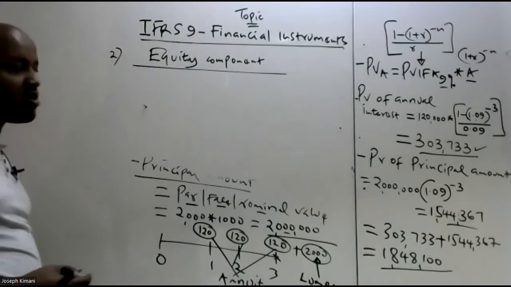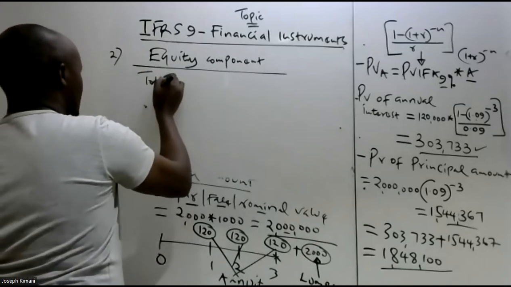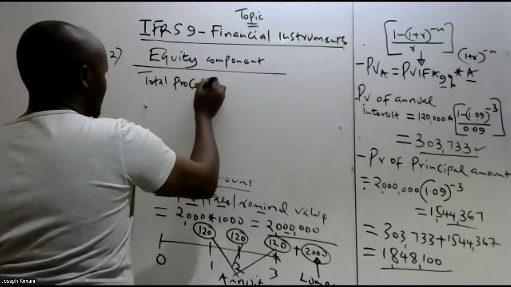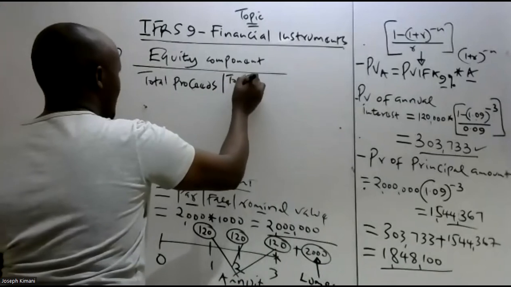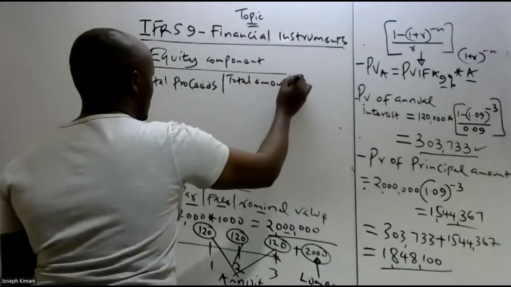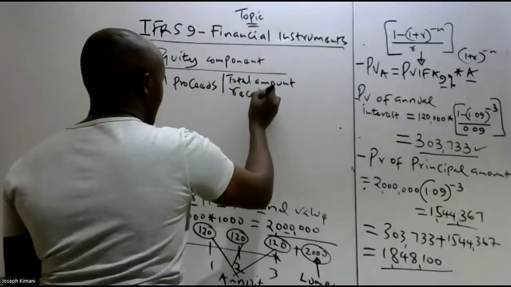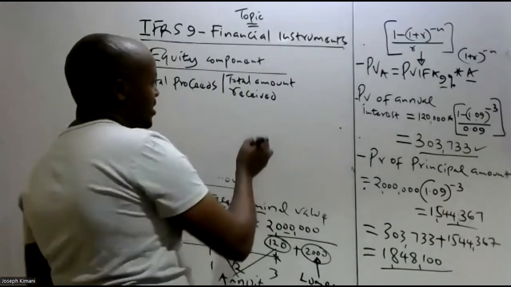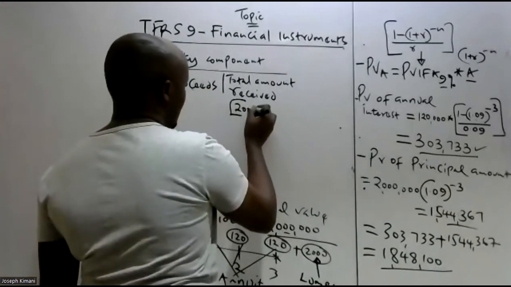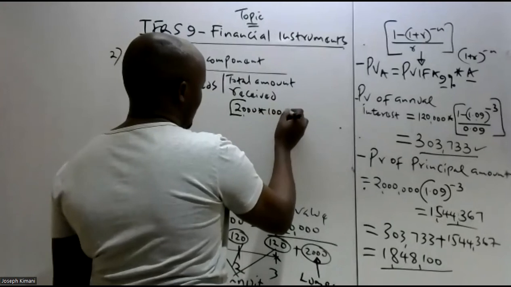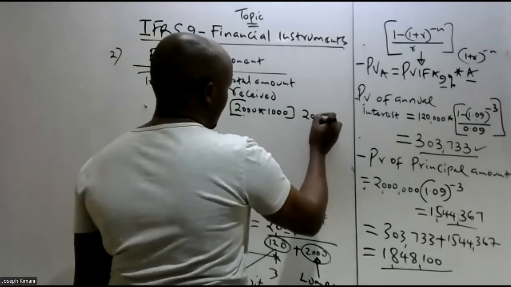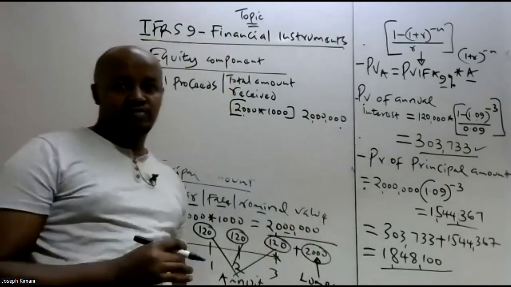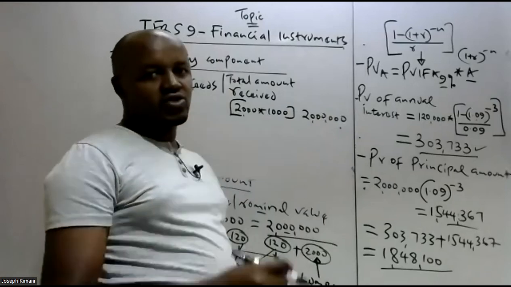To compute the equity component, one, we have said we take the total proceeds. What are the total proceeds? This is the total amount which was received by the company after issuing those convertible bonds. We know that the bonds issued by the company were 2,000 and they had a value of 1,000 each. So by the end of the day, this company received a total amount of how much? 2 million. So that is the total proceeds or the total amount received.